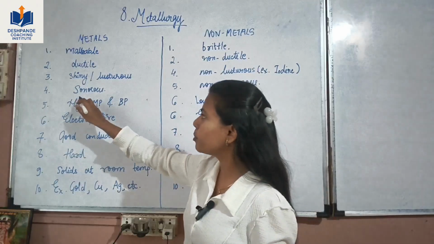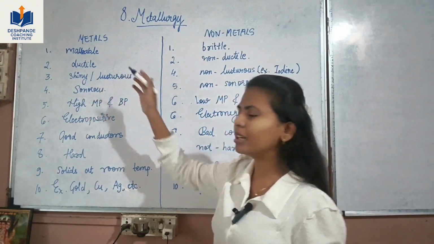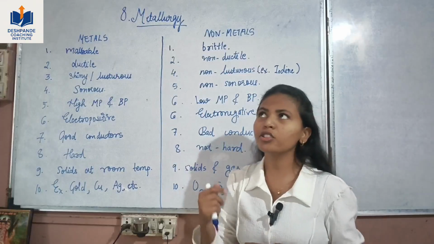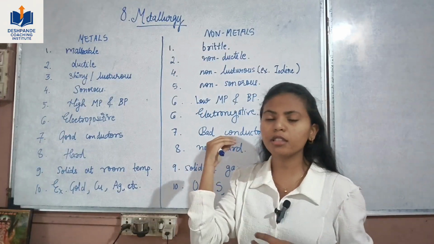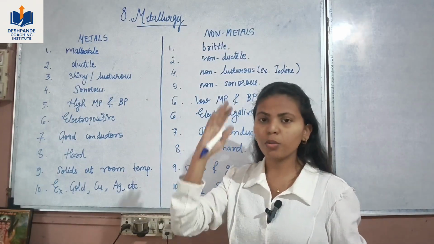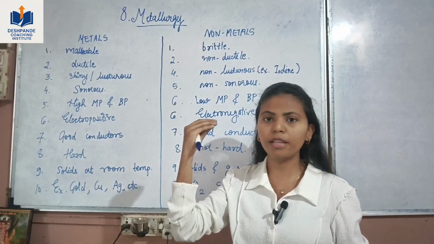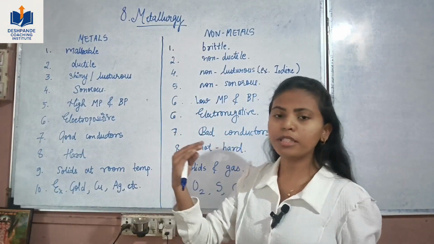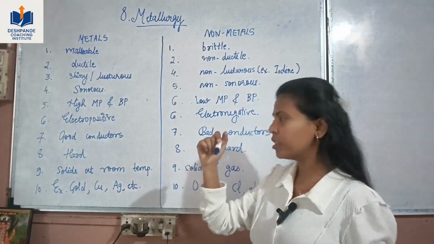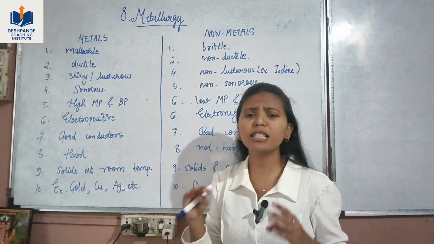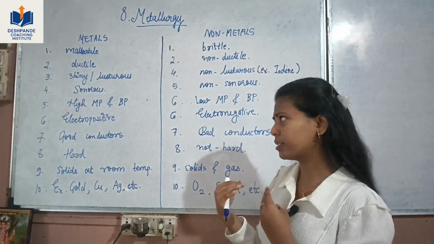Okay. The fourth property is sonorous. Metals are sonorous. Sonority is the property by which metals can produce a sound when they are struck. So when we strike a bell, it produces a sound. The bell is made from a metal, so it possesses the property of sonority. On the other hand, non-metals are non-sonorous. They do not produce any kind of sound when struck.